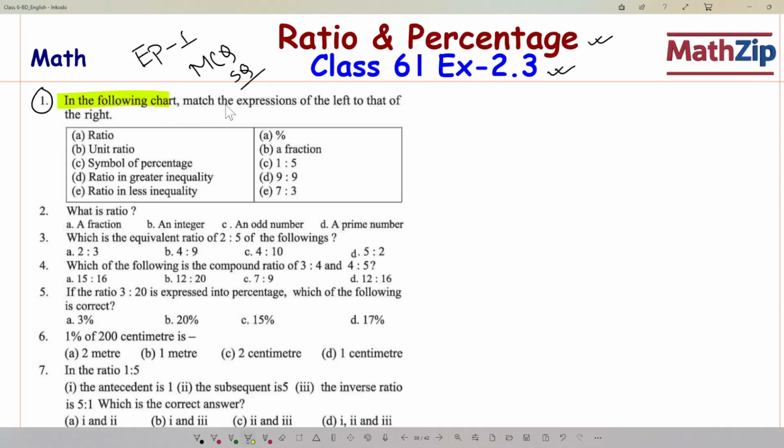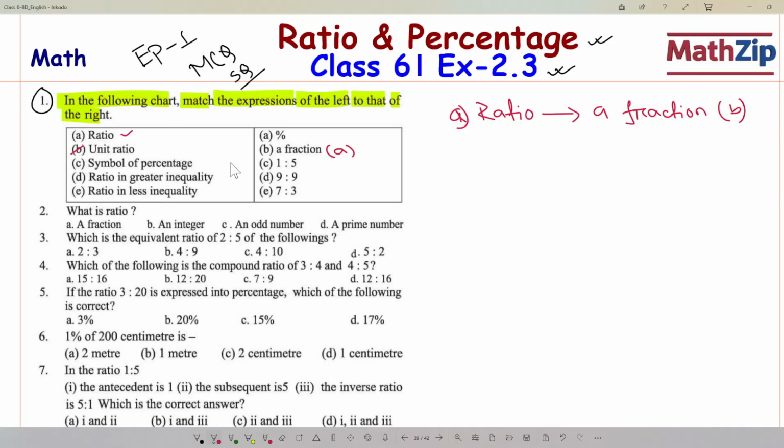In the following chart, match the expressions on the left to those on the right. So it's a very interesting question. Ratio, number A, is a ratio, and look, it's a fraction. Ratio is a fraction, so this is number A, ratio, fraction. Okay, this is B.